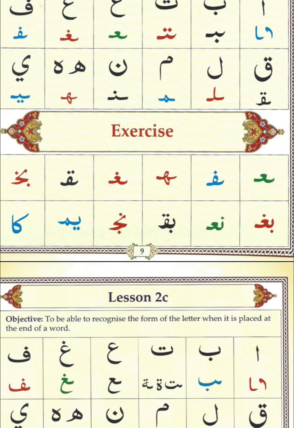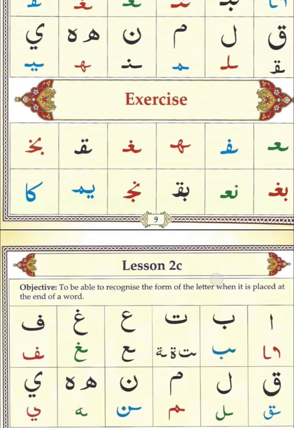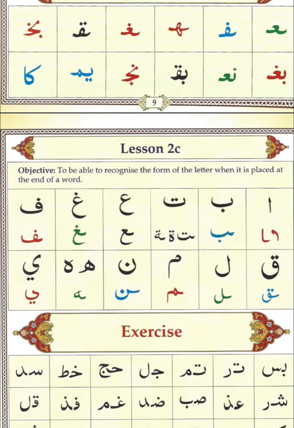So alhamdulillah, we read lesson 2b. Please practice the lesson properly, and then hide the lesson and try to read the exercise. If you can read the exercise without looking at the lesson, then alhamdulillah, you have learnt it. And if you struggle to read the exercise without looking at the lesson, then please practice the lesson again and then try again. Now let's move on to lesson 2c.